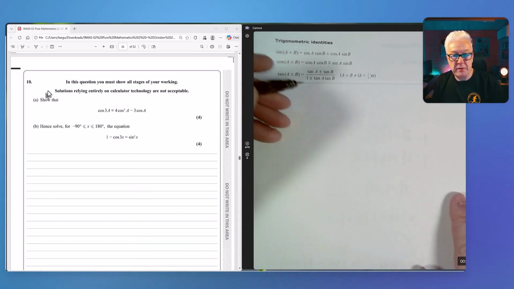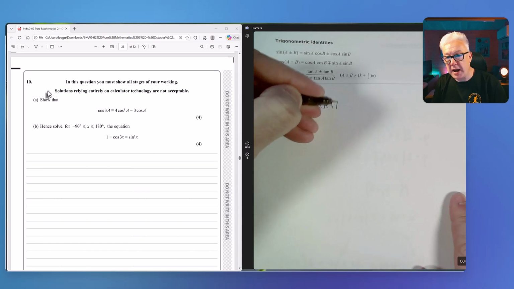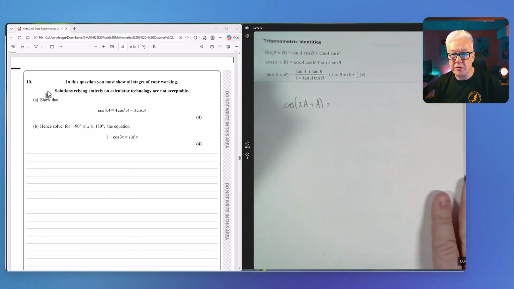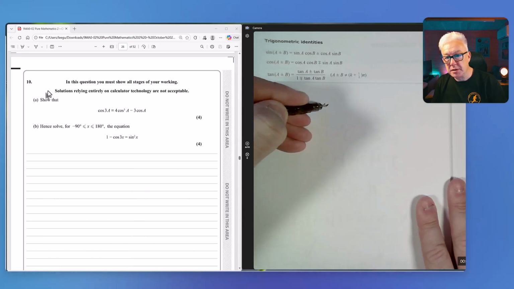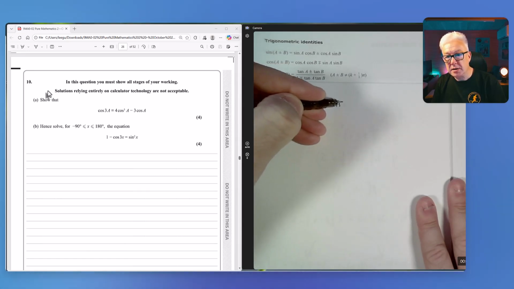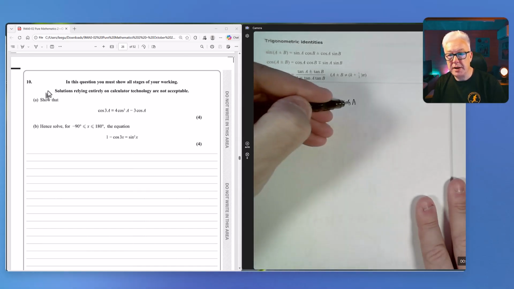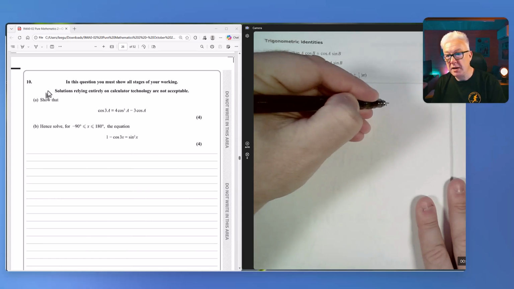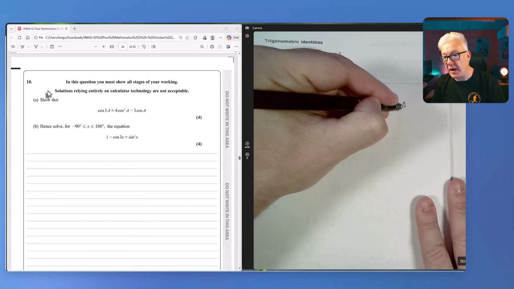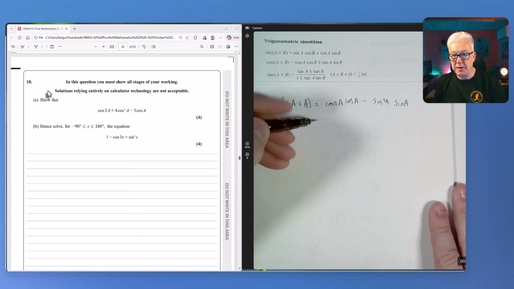So we've got cos 3A. For the purposes of this question, we're going to think of cos 3A as cos of 2A add A, and we're just going to rewrite that using this formula here. So that's going to be cos of 2A times cos of A, and it's a plus in the formula, so therefore it's going to be minus sine of 2A times sine of A. So all we've done is basically write out the addition formulae with 2A and A in there.